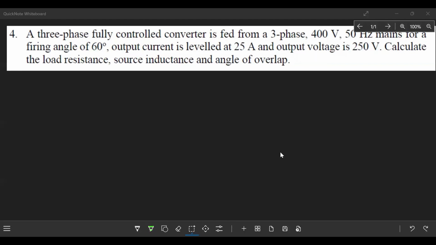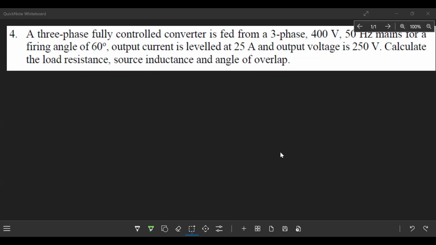So it's a 3-phase, fully controlled converter. It's fed from a 3-phase 400 volts 50 hertz supply for a given firing angle of 60 degrees. The output current is leveled at 25 amp and the output voltage is 250 volts. Calculate the load resistance, source inductance, and angle of overlap. I think this is very straightforward, right? We are just going to do the same thing that we looked at.